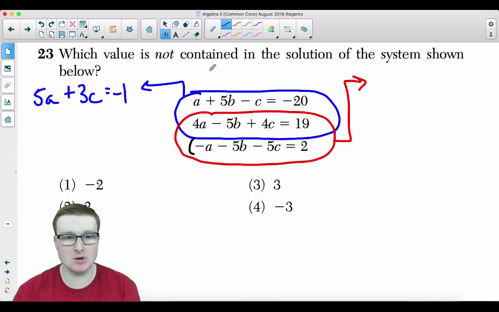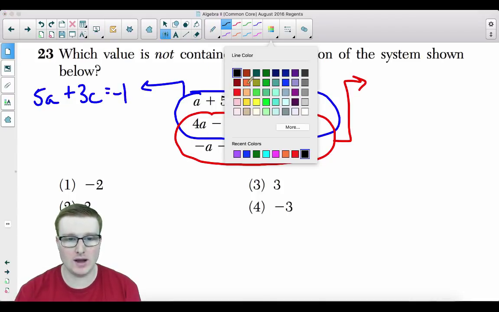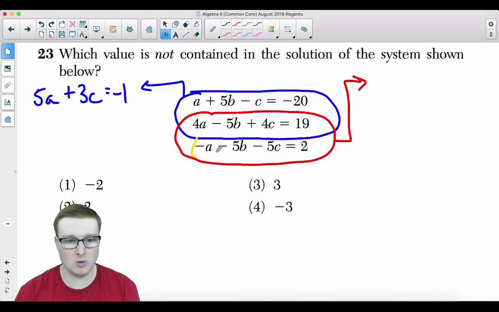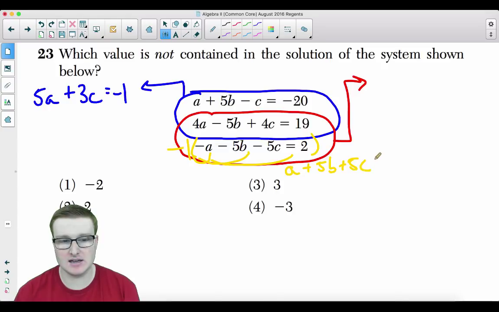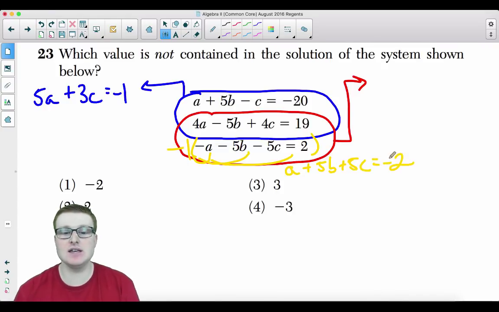So I'm going to multiply the bottom equation by a negative 1. I'm going to multiply the bottom one by a negative 1. I'm going to distribute. Your new equation is a plus 5b plus 5c equals negative 2. So we're going to take this new equation and add it to the middle one.